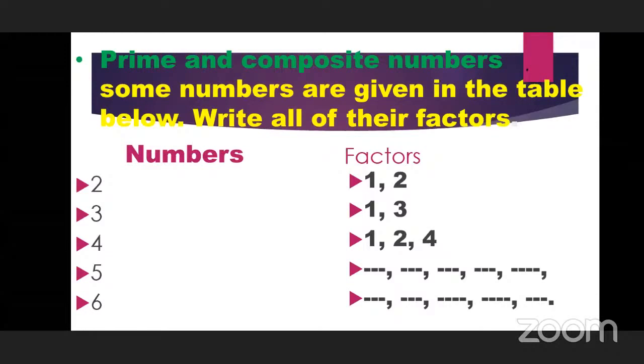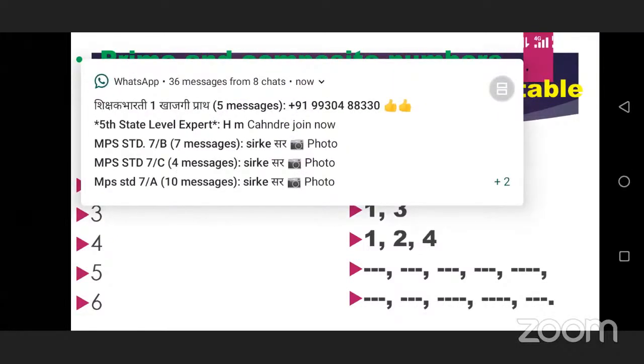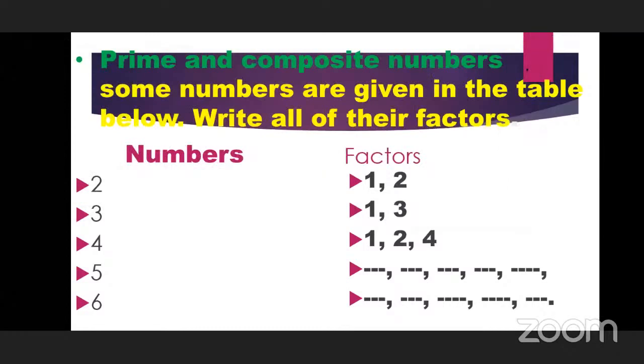Then what are the factors of 5? Can anybody tell me? 1 and 5. How many factors does 5 have? Two factors. So is it a prime number or a composite number? Prime number, very good, because a prime number has only two factors, 1 and the number itself. Then 6.